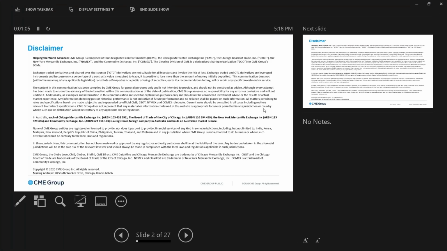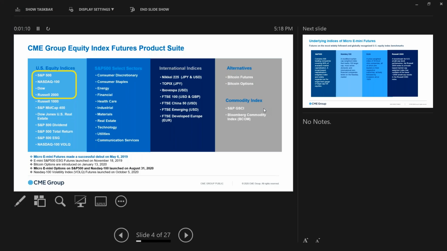So let me briefly introduce the equity index products that CME offers. CME has almost 180 years of history, and through that history we have built up this equity index product suite. Starting from the US equity index products, we stretched out to all the different sub indices included in these 4 benchmark products, and then expanded to international indices, including Nikkei, TOPIX, IBOVESPA, and some of the FTSE products. And very recently we launched Bitcoin futures and options as well.